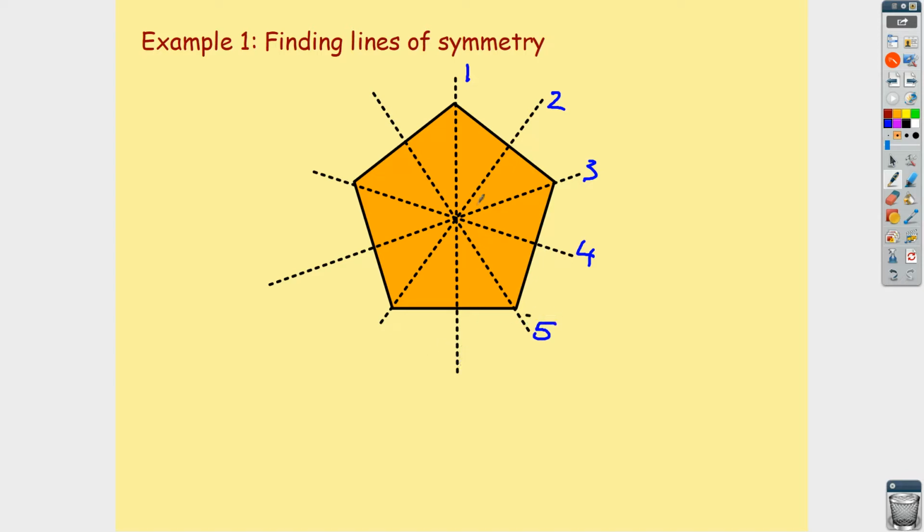Because this one here matches up with 1, this one matches up with 2, and so on. So your final answer, if you were given a question like this and asked how many lines of symmetry are on this shape, you'd have to say there are 5 lines of symmetry.